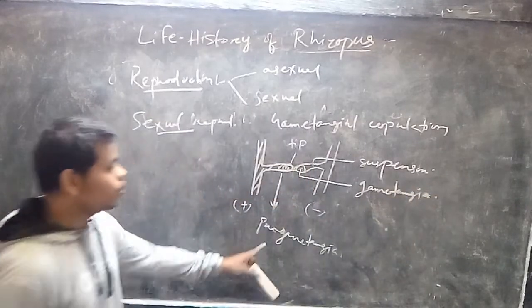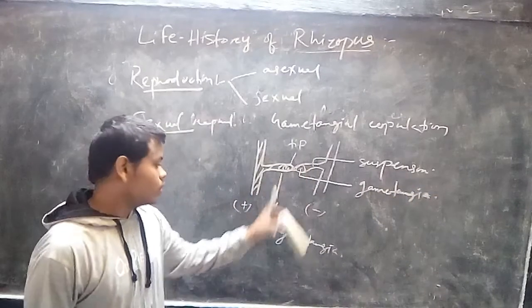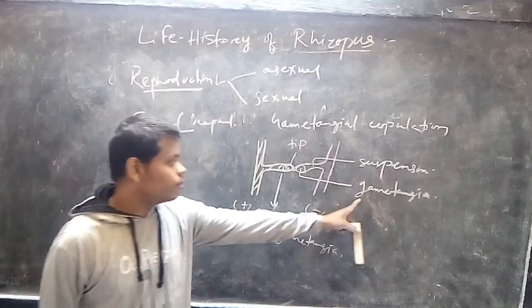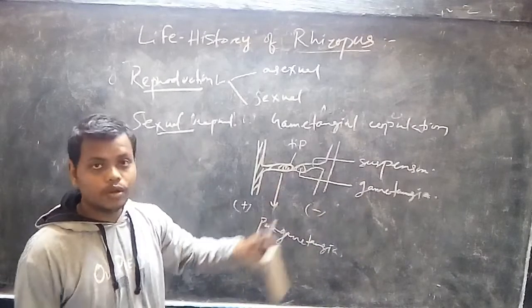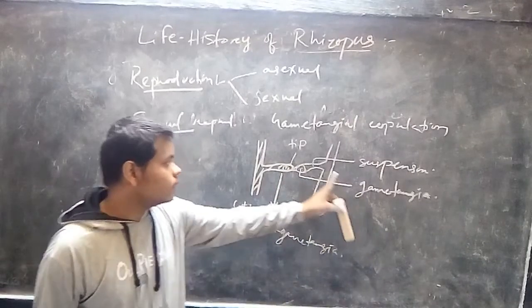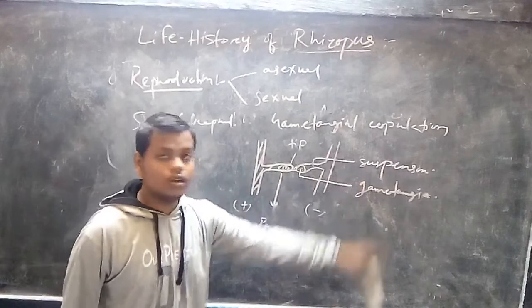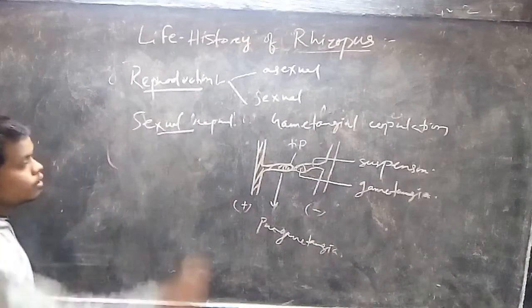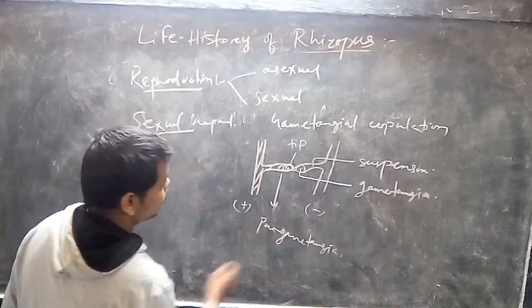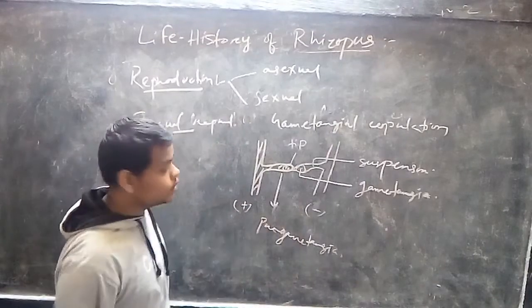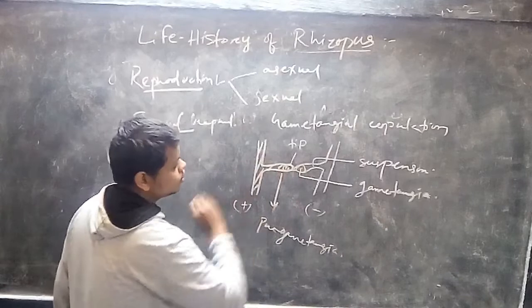Okay. Progametangia. The progametangia consists of two different parts. The tip which came into contact with each other is called gametangia, and the part through which it is attached to the main hyphae is called the suspensor. Okay. Next, after the attachment of gametangia, development occurs.